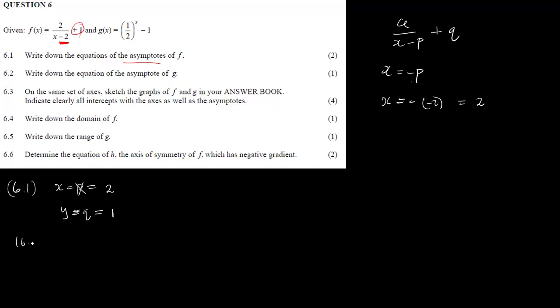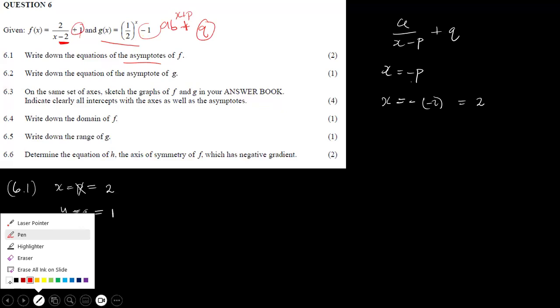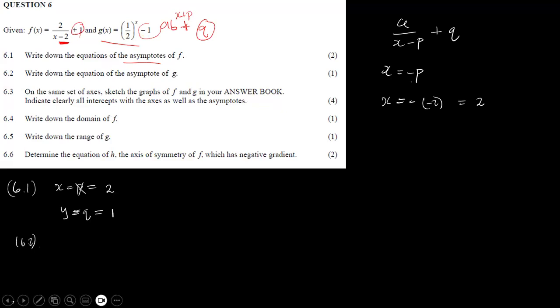Then we move to 6.2. It says to us, write down the equation of asymptote of g. So now we jump to the equation of g, which is this equation over here. They want us to write the asymptote. Remember, for g, it's q. Remember we have a b to the power of x plus p. Remember q is our asymptote. In this case, our q will be -1. It also corresponds with the value of y, so it is the horizontal asymptote. So we can say y is equal to -1. That will be the equation of asymptote for g.